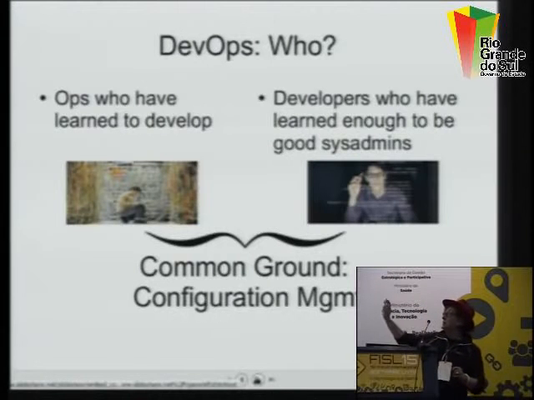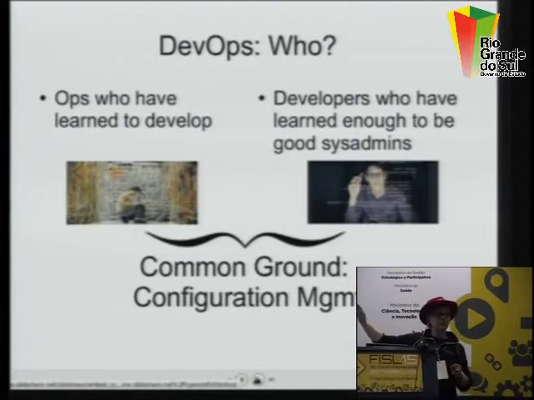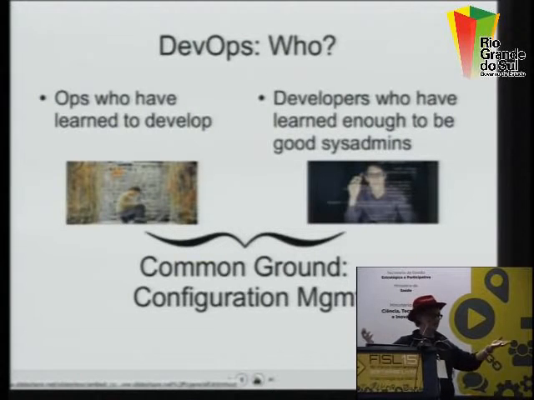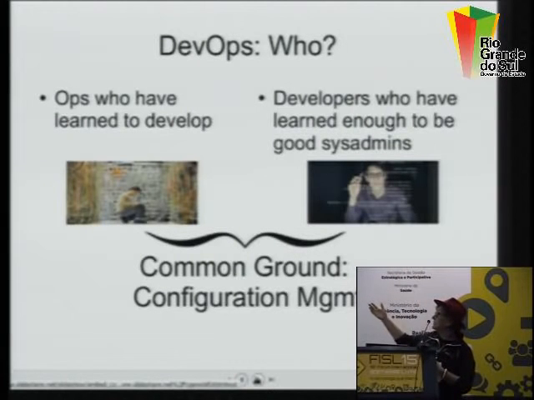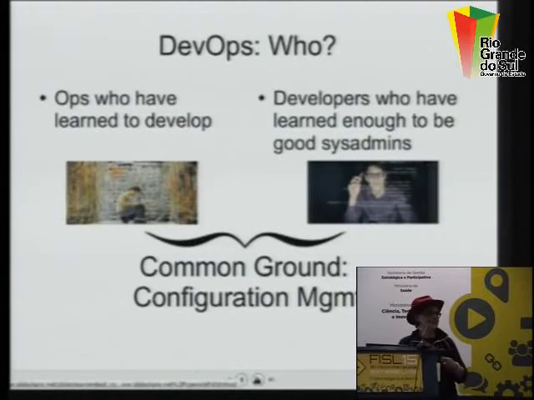So basically what we had was operations people who learned how to develop. They were successful because they knew how to build everything. They were probably the happiest people in this new world. And then the developers who learned just enough to be dangerous and to get their applications deployed.